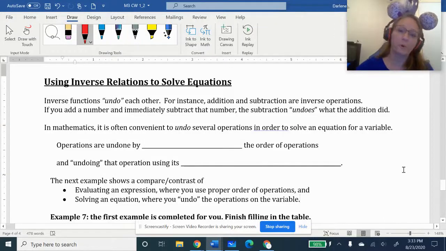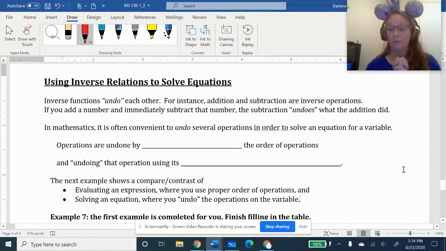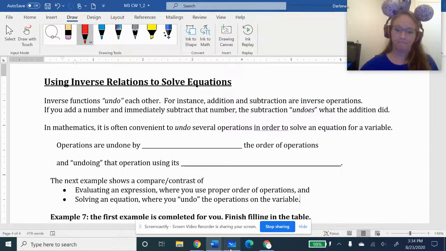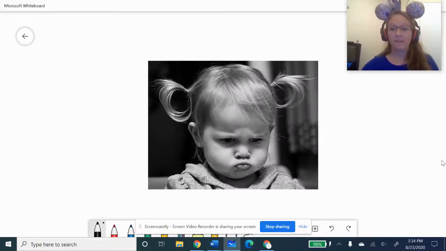Math 3, Classwork 1.2, and it's time for Part B. I'm going to start this off with a story about a very sad little 2-year-old.